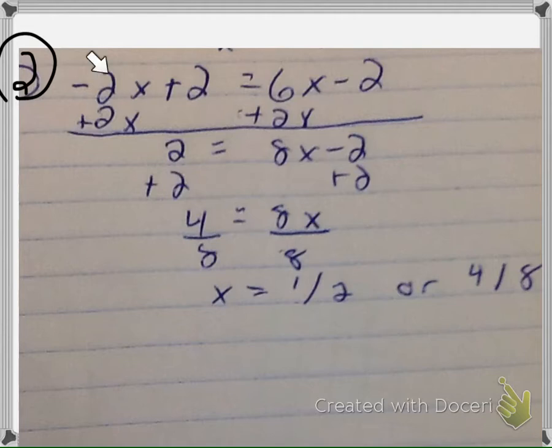Okay, I'm going to get rid of the 2x here, so this is negative 2x. I have to get rid of it by adding. Use the opposite operation, so I'll add 2x over here as well. This makes 0, bring down the 2. This makes 8x, bring down the negative 2. Now to get the 8x by itself, I'll first get rid of the 2, so always get rid of addition and subtraction first. Add 2 here, add 2 here. This makes 4, and over here this is 0, so bring down the 8x. To get rid of multiplying by 8, you divide by 8 on both sides, and x is equal to 1/2 or 4/8. I'll know that you really watched the video if you wrote it both ways here.